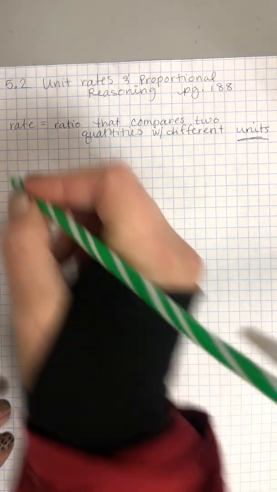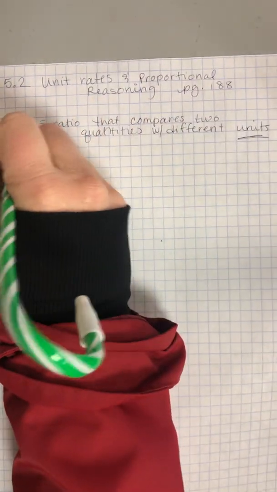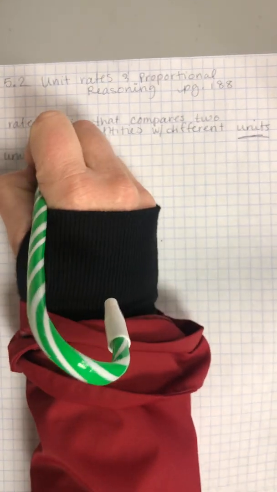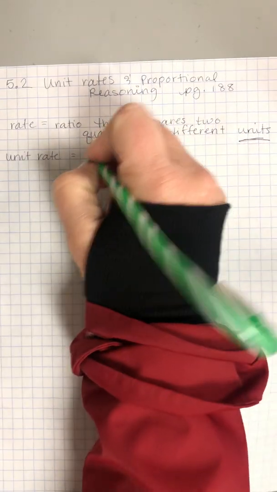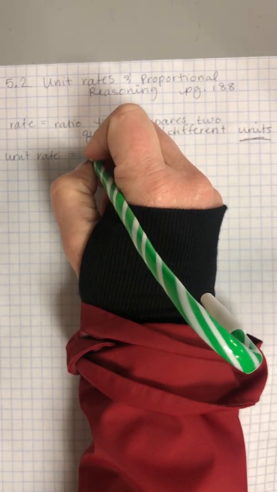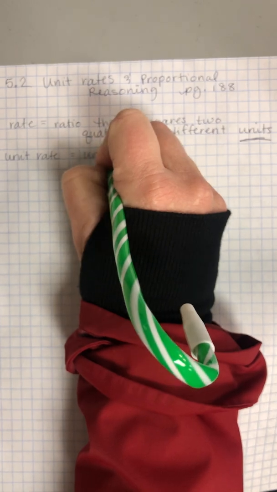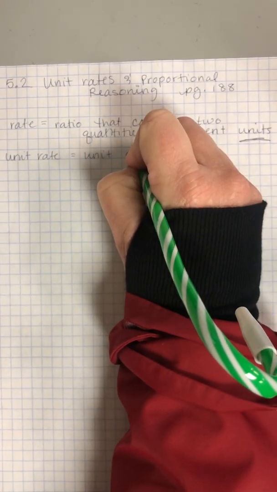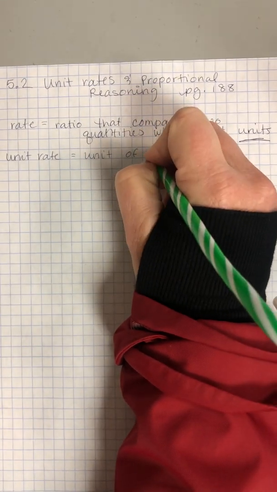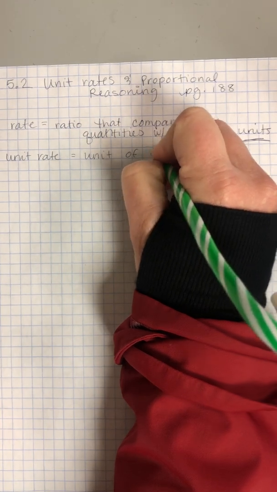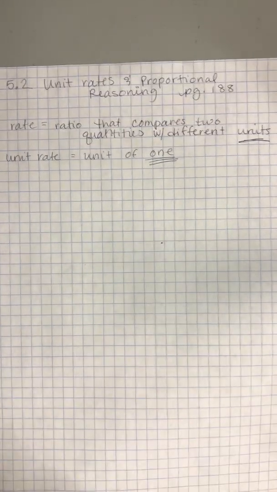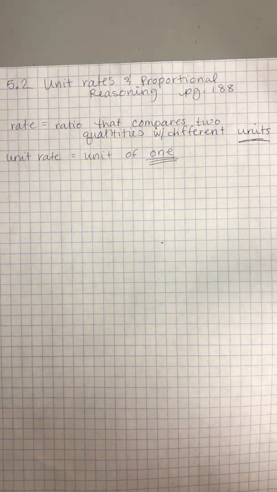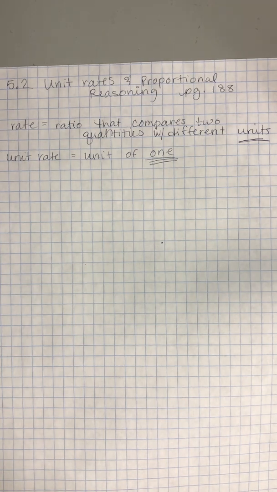Great. So the unit rate is the unit of 1. And I'm writing unit because it's not always going to be like price, even though my example was talking about the price per pound. So it's that unit, but it's just one of them.